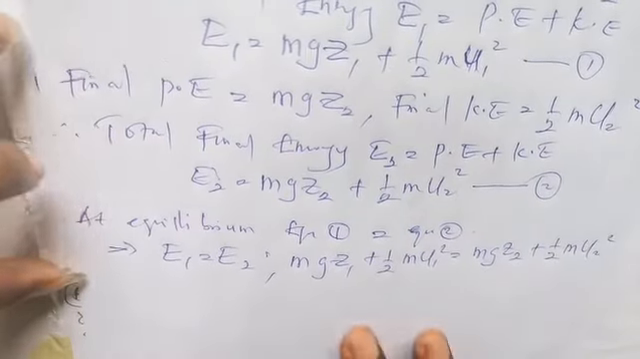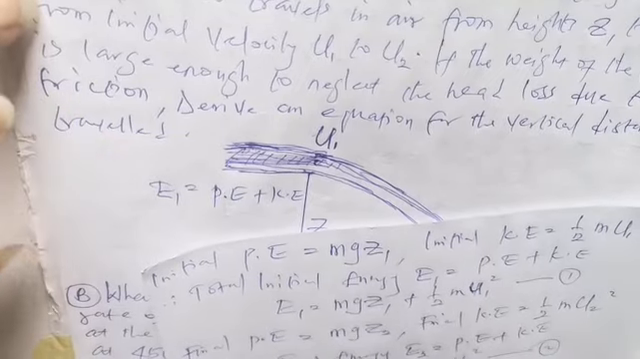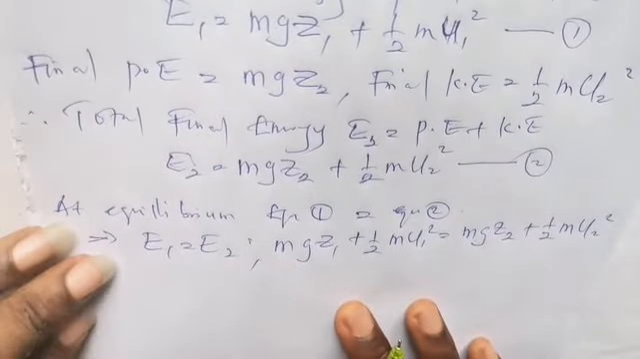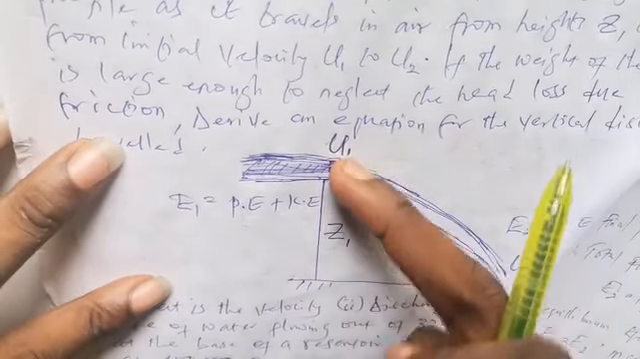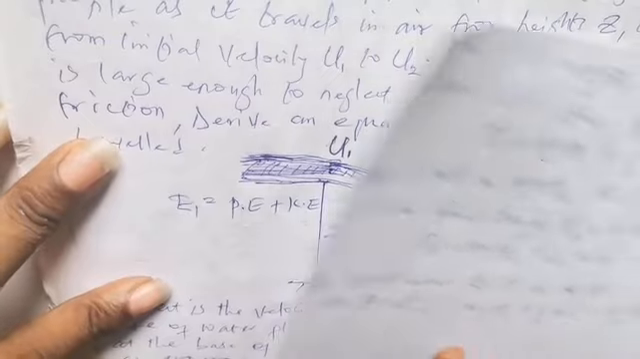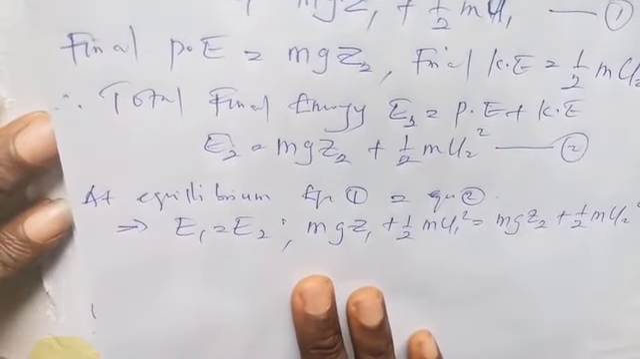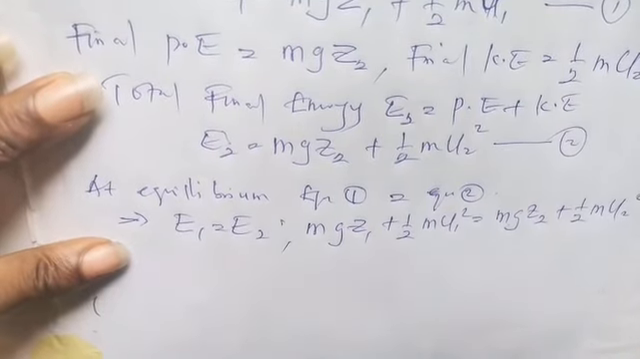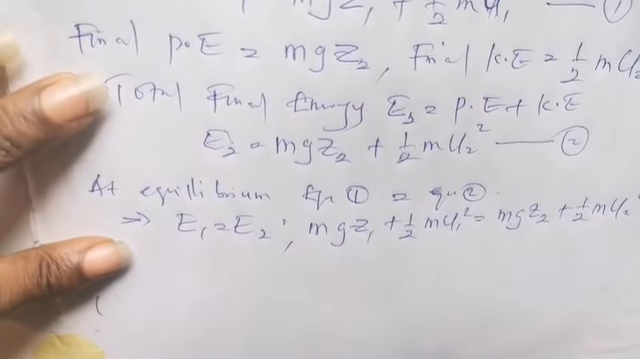Now the question is asking us to find the height, to derive an equation for the vertical distance. So we have to find the vertical distance, and that vertical distance is simply what? Z. We have Z1 and then we have Z2. So which means we need to make the Z's the subject of the formula.